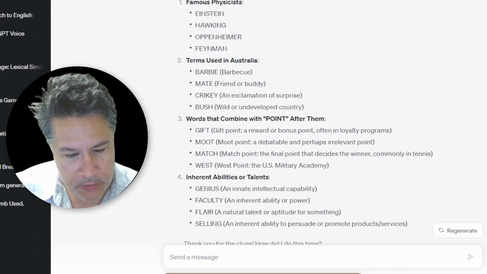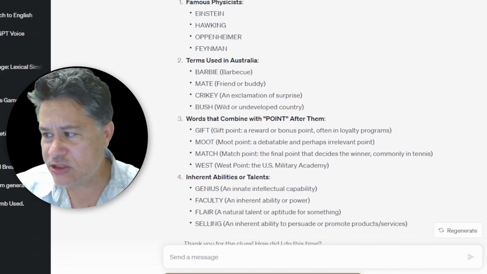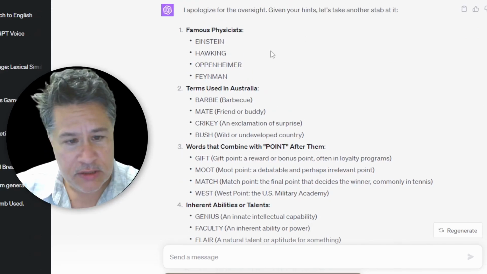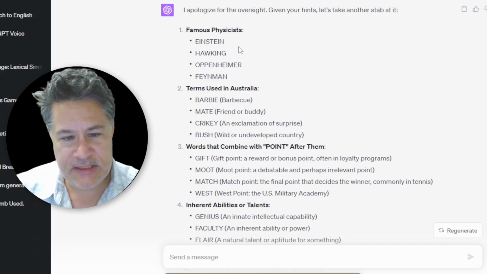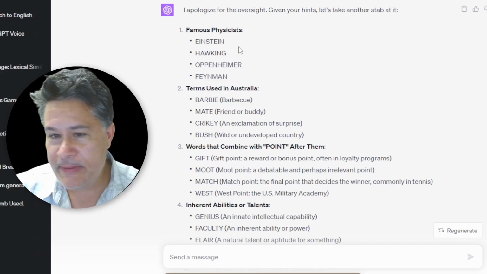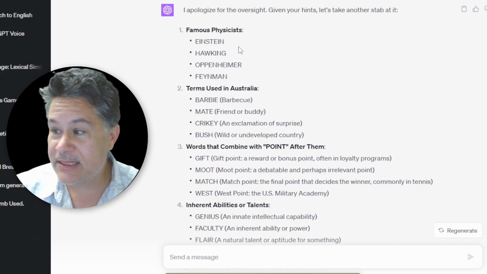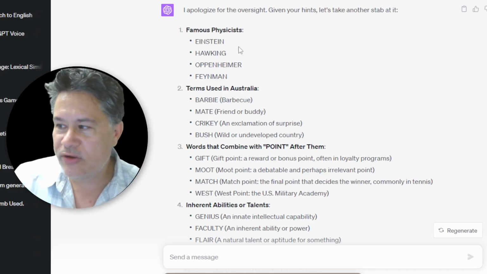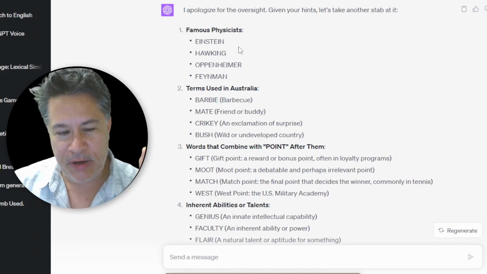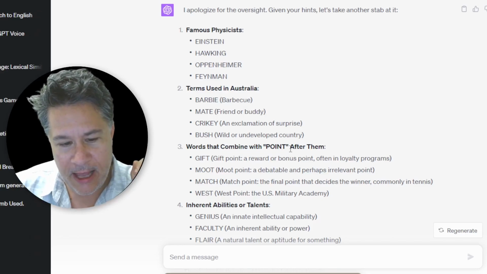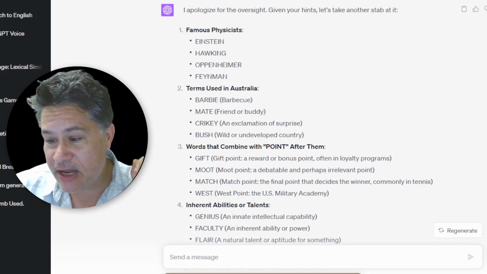She got better, okay? And I think this was the best one that I found. So once again, she didn't screw up the physicists. Those were perfect. I taught her about thinking about Australian terms. I didn't say which ones they were, but said, hey, consider Australian terms. Bam, look at that, nailed it. Barbie, mate, Crikey, Bush. And look at this, guys, almost perfect.